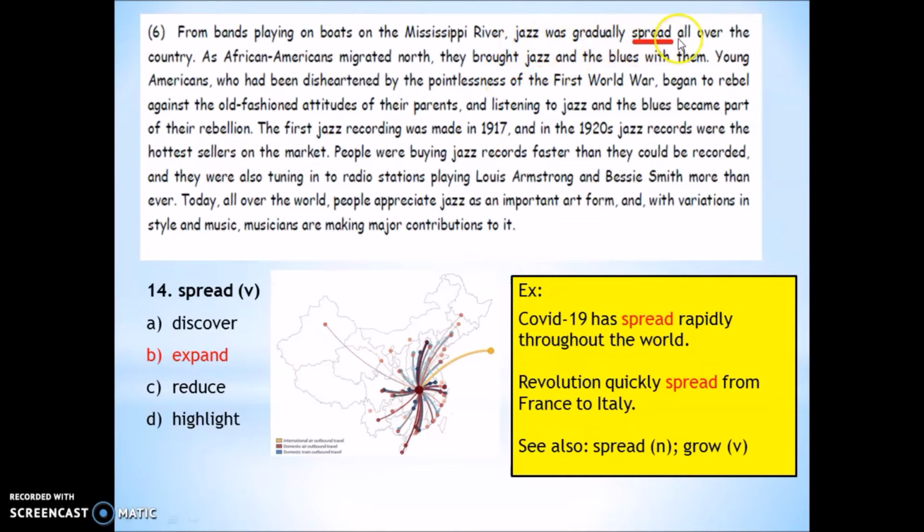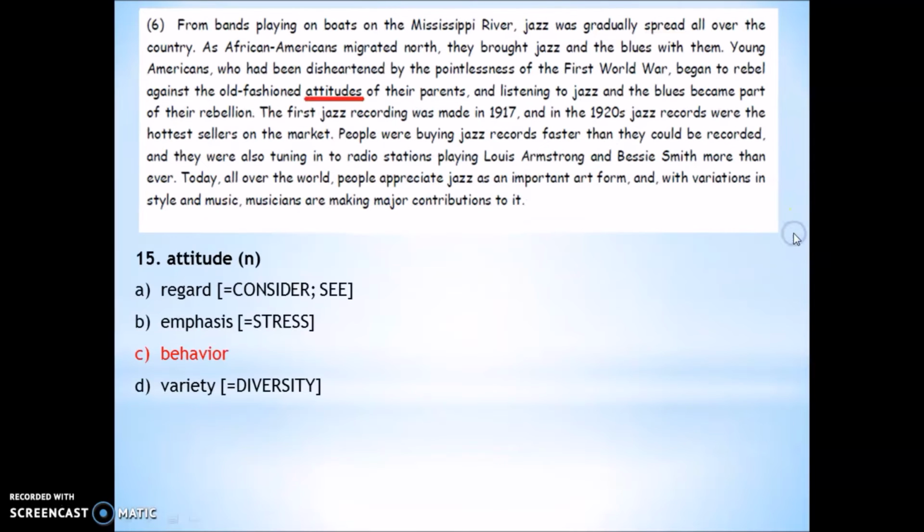Jazz was slowly spread all over the country, all over America. So it means to expand, to spread, just like COVID-19, starting from China, it spread rapidly throughout the world. So it means to grow, to expand from somewhere.